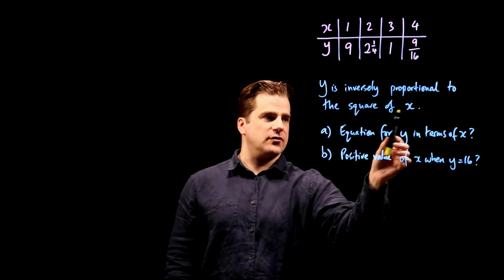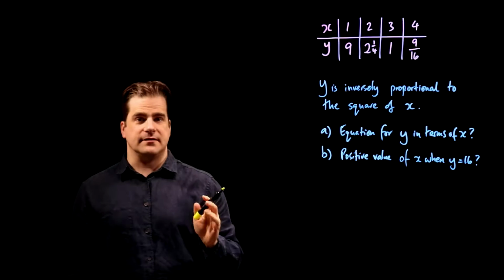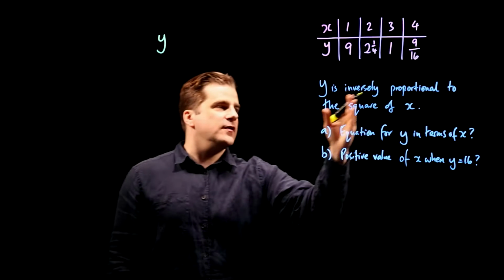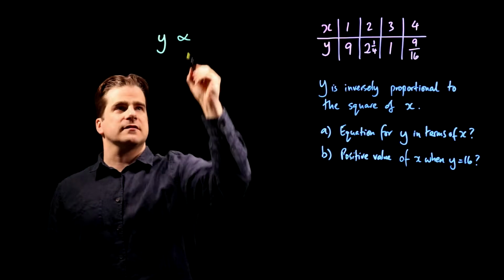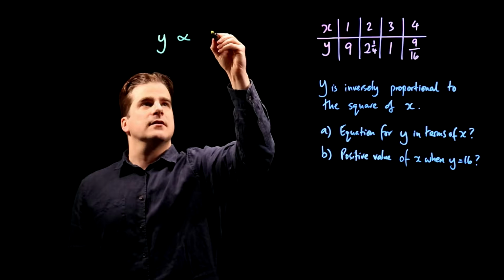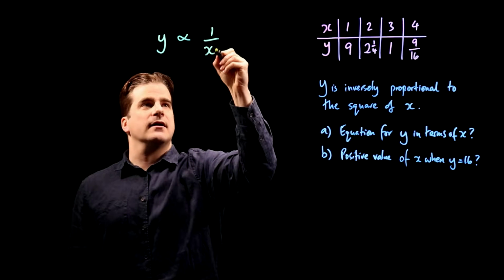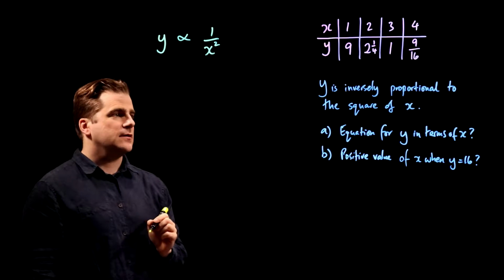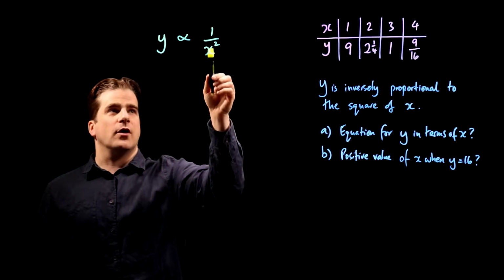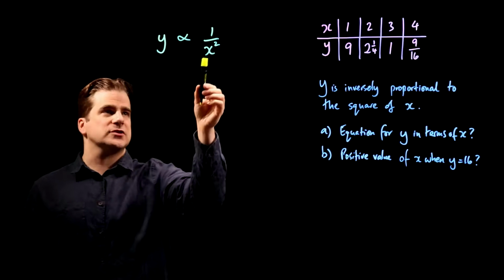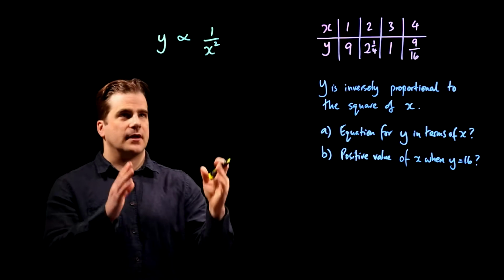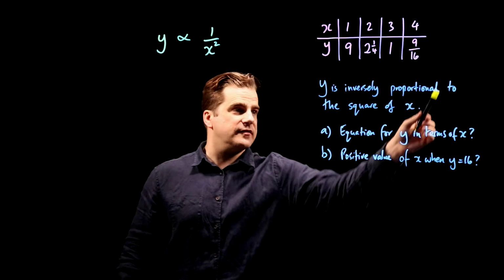So, look at this sentence here. Y is inversely proportional to the square of x. We need to write down what that means in maths, okay? Proportional, so we need a proportional sign. Y is proportional to the square of x, but inversely proportional means 1 over the square of x. If something is inversely proportional to something, it means 1 over that something. Y is inversely proportional to x squared, that means y is proportional to 1 over x squared. You get this a lot, so as soon as you see that, you need to be able to write that down.